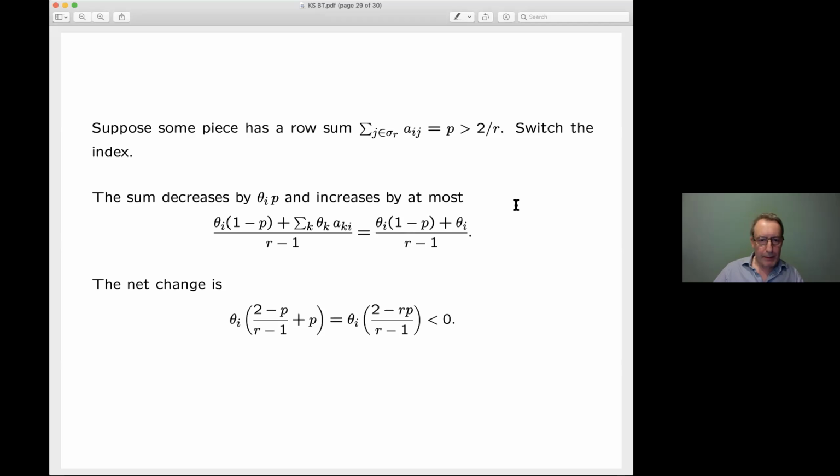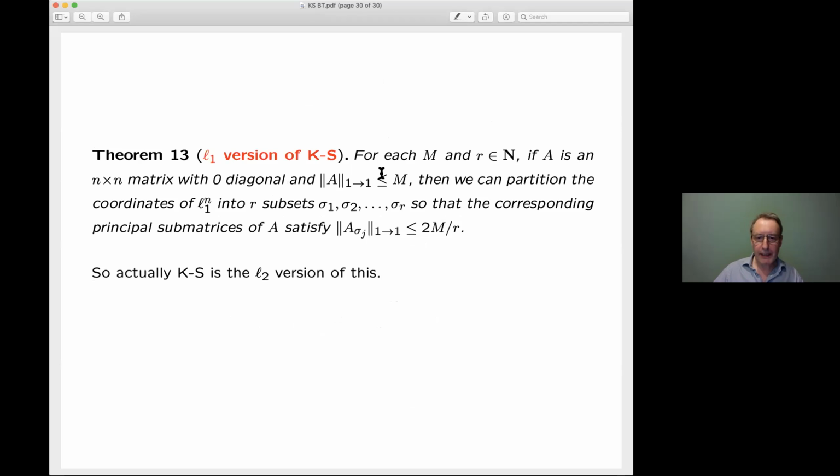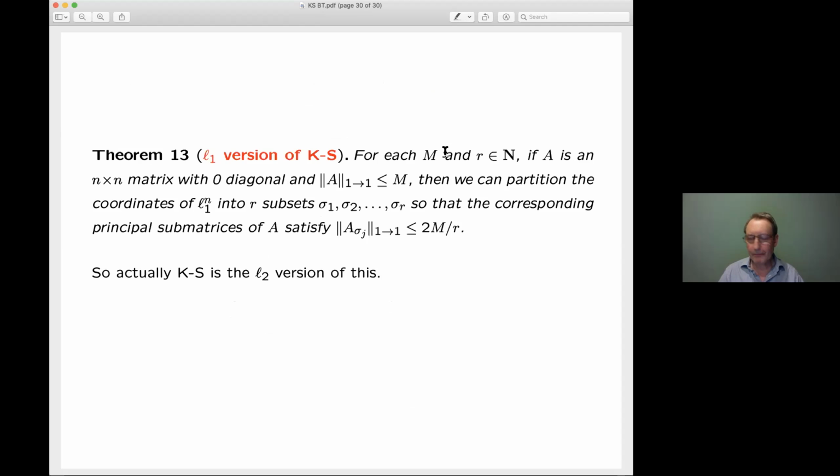And that is the proof of the non-symmetric version of the Lévesque, BHKW theorem. And let me just remark that actually this automatically gives us an L1 version of Kadison-Singer. So if you have a matrix with zeros on the diagonal, its norm from L1 to L1 is nicely controlled. Then you can partition into subsets so that the corresponding principal submatrices have an L1 operator norm bound at most 2m over R. That's exactly the same as this theorem here. They're completely equivalent. And now I think I'll call it a day.